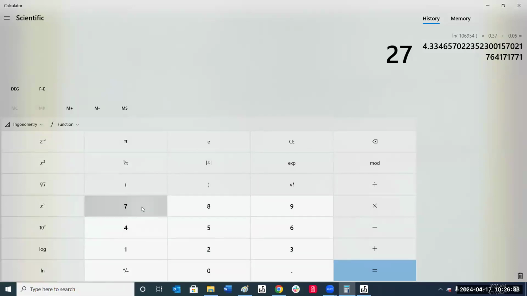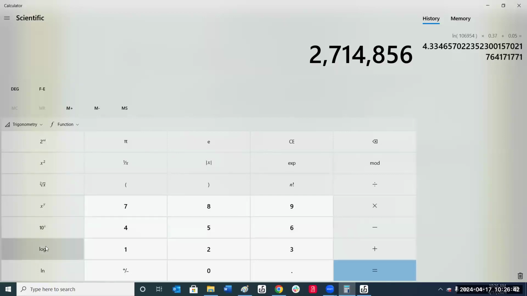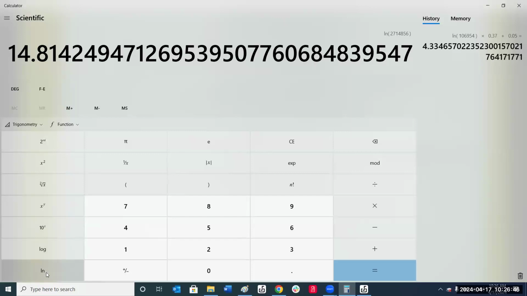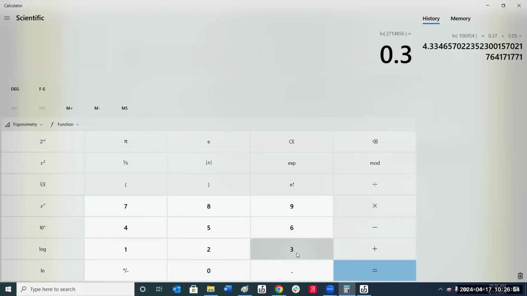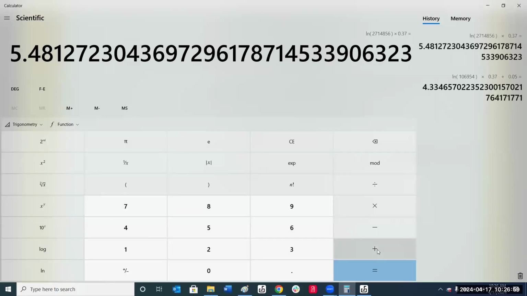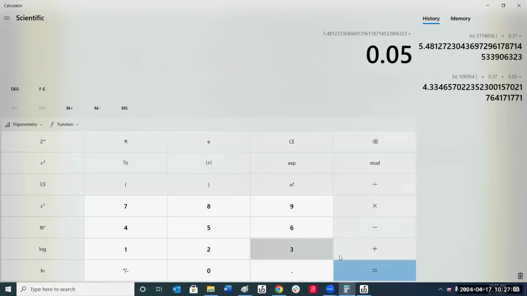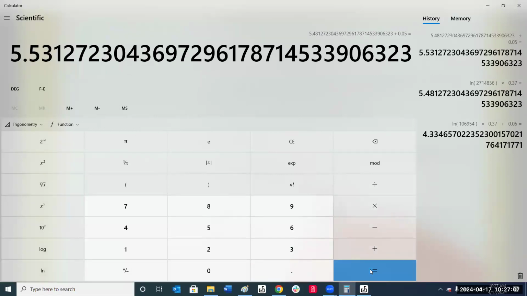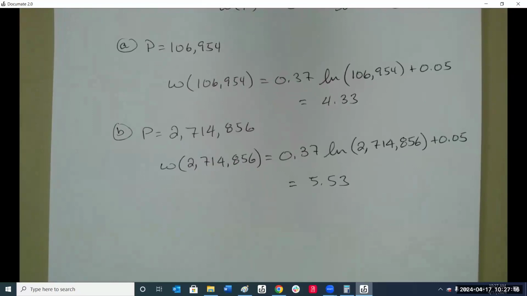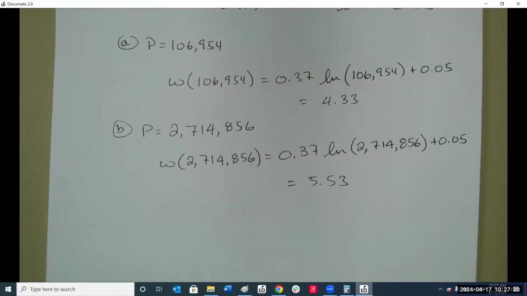Two, 7, 1, 4. And you notice how I'm doing it? I'm doing the ln first so that I don't get the numbers mixed up with the first number I put in there. So the ln of 2 million is that. Then I take that value and multiply it by 0.37. That gives me that answer. And then I add my 0.05, which is 5.53 miles per hour. So the bigger the city, the faster you have to walk, which is contradictory because it's more crowded. You can't walk that fast. And likewise, example 13 is just plugging in the values of the Richter scale, and that'll give you an answer.